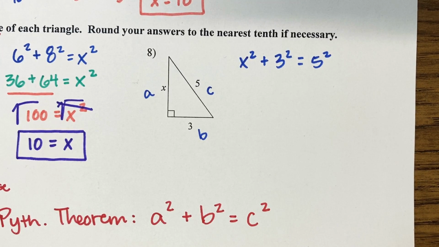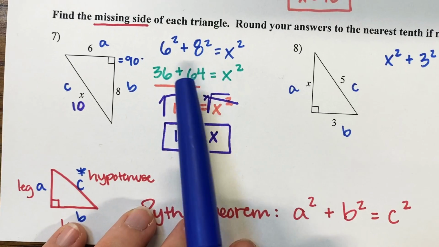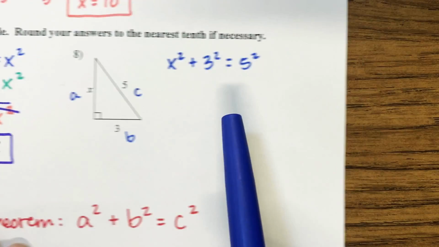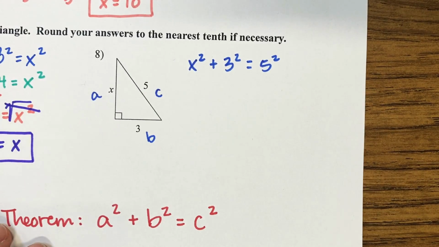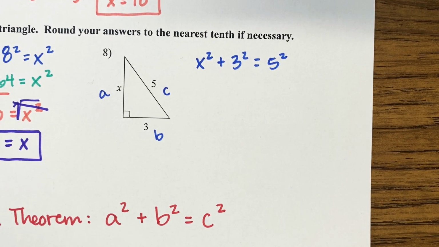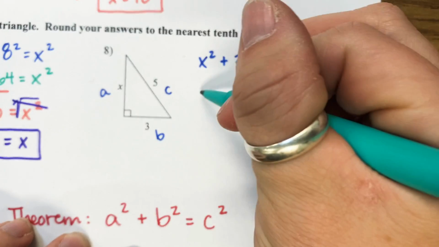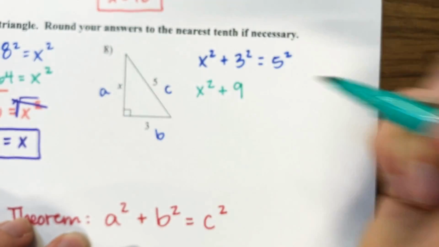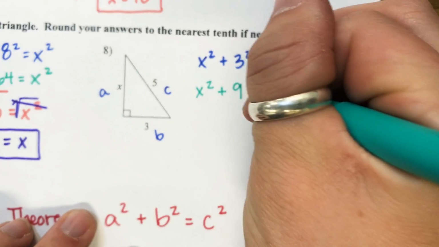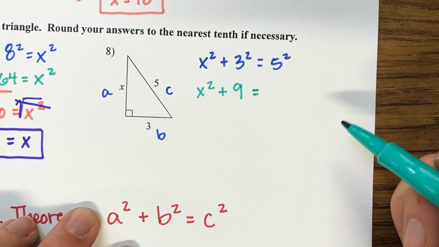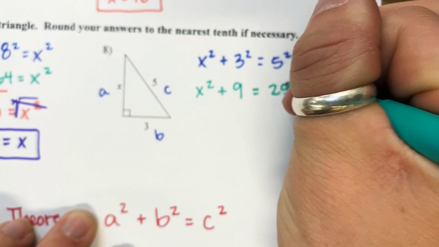Okay, now we can start solving. So just like on number 7, where we turned 6 squared and 8 squared into their numbers, let's do the same for 3 squared and 5 squared. So what is 3 squared? 3 times 3. It's going to give me 9. Remember, x squared we can't figure out, so that just has to stay x squared plus 9 equals, what is 5 squared, or 5 times 5? 25.